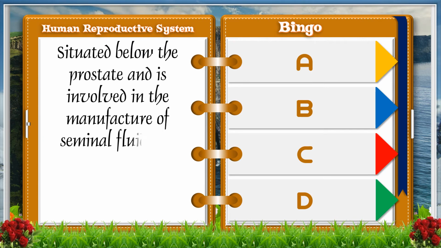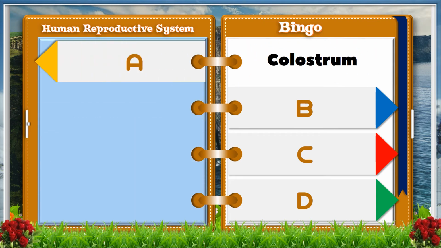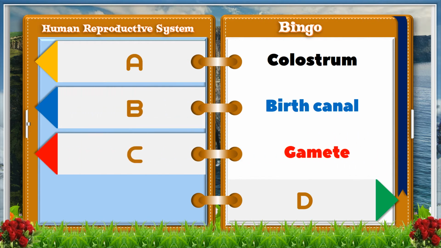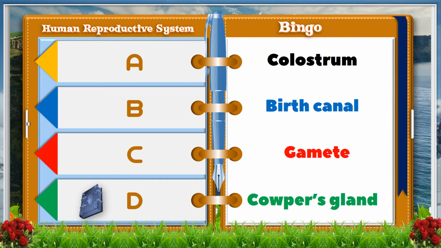Situated below the prostate and is involved in the manufacture of seminal fluid and provides nourishment and a medium for sperm to swim. A. Colostrum. B. Birth canal. C. Gamete. D. Corpus gland. And the answer is D. Corpus gland.